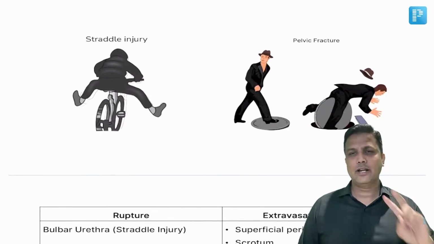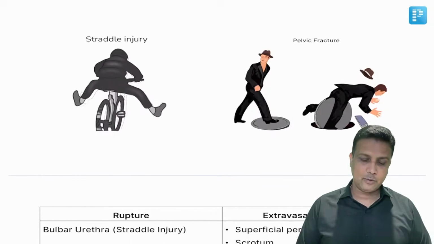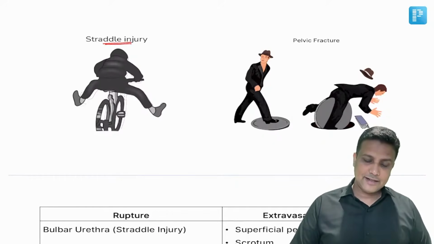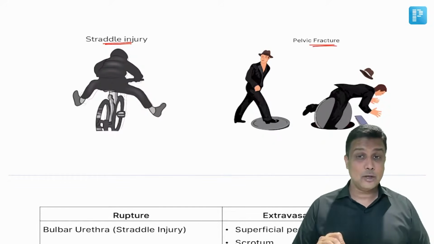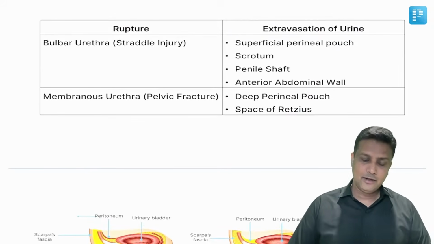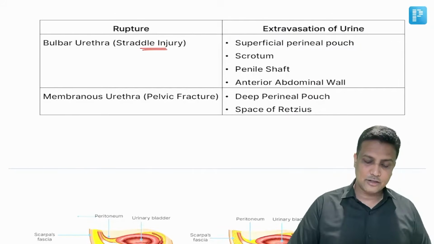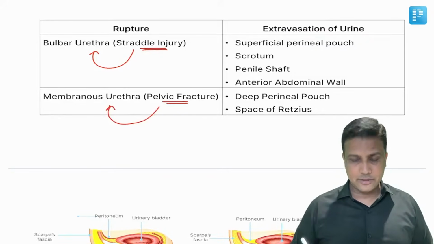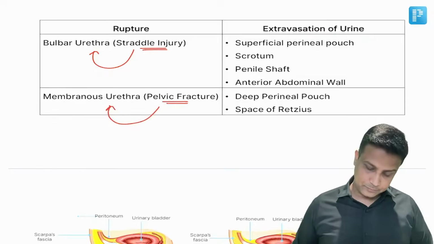Now I want you to remember two important clinical conditions here. Number one will be the straddle injury, riding the bicycle on the bumpy road. And second thing will be the pelvic fracture. This is the key word. And the first point that I want my students to remember is that whenever there is a straddle injury, the urethra which will be ruptured will be bulbar urethra. And whenever there is pelvic fracture, the urethra that is ruptured will be the membranous urethra.